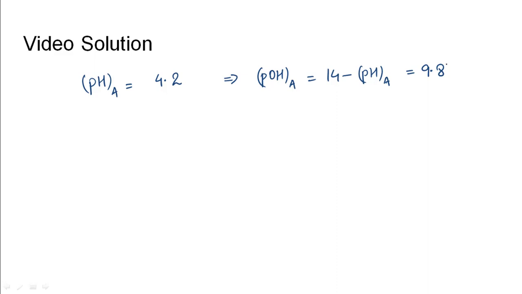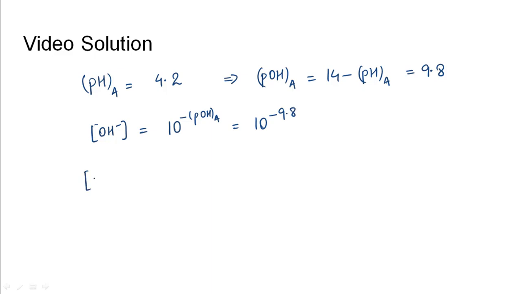quality treatment. So in this case we have been given the pH from industry A as 4.2. So using this we can find the pOH for industry A, which would be 14 minus the pH of industry A. This would turn out the value to be 9.8. Once we know the pOH of A, we can find the concentration of hydroxyl ions, that would be 10 raised to the power of minus pOH of A. This would become 10 to the power minus 9.8.